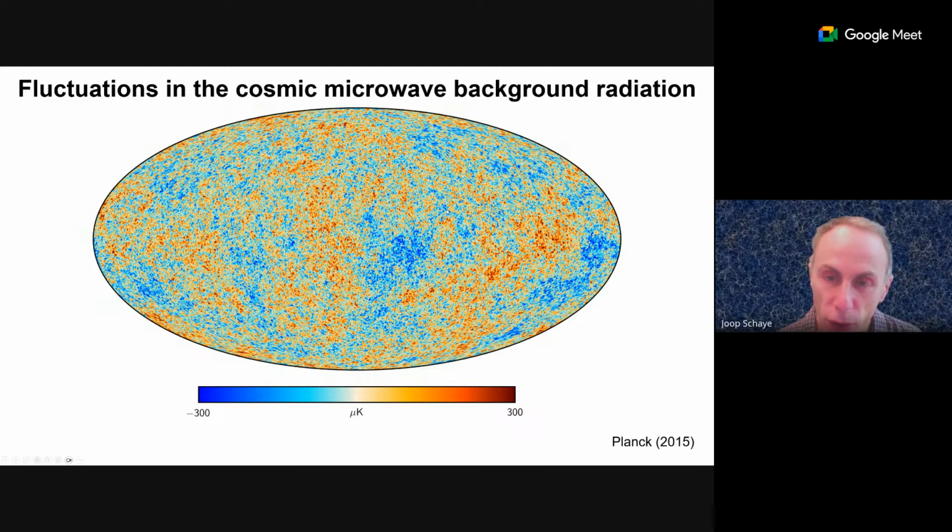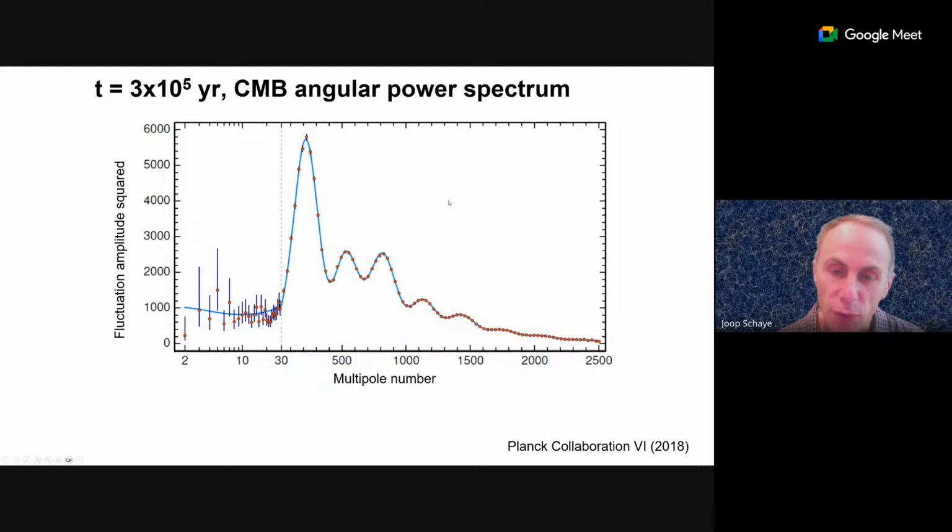And from this picture, we can measure then the distribution of the density fluctuations early on. And here's an example of this. Exactly what I plotted here. It doesn't matter too much if you don't understand this, but I'll say it briefly.